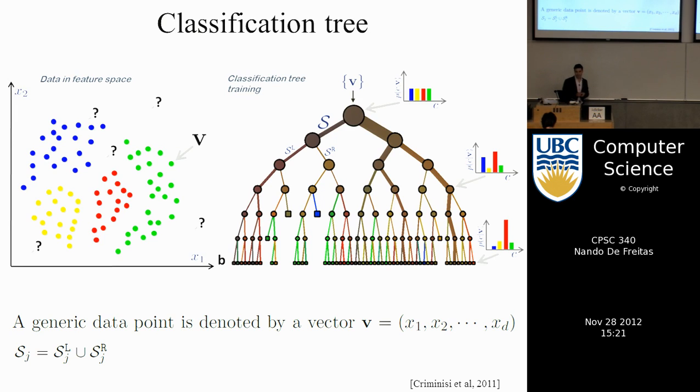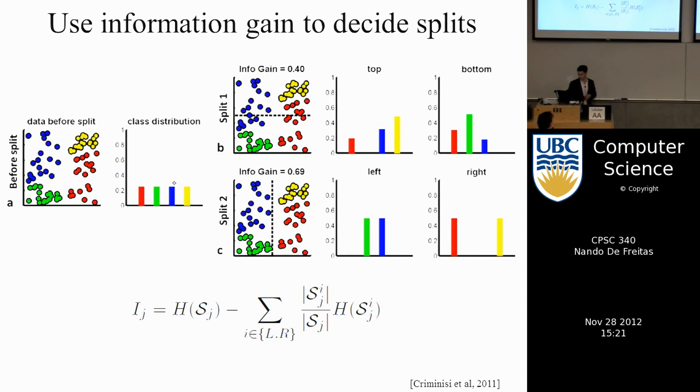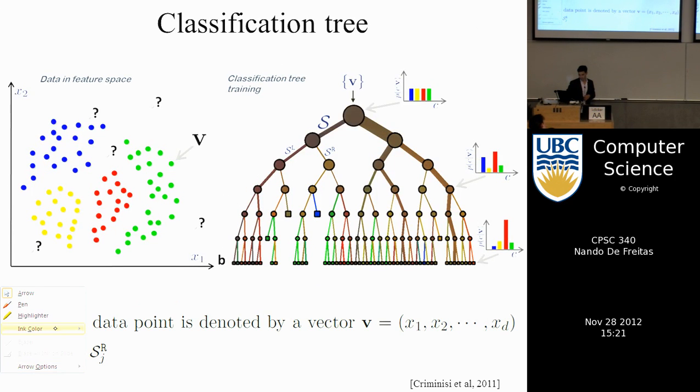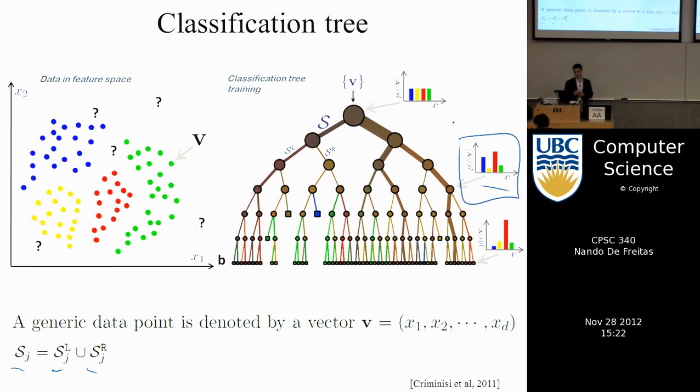So again, the setup is we have data and we're interested in classification. We'll assume throughout this lecture that the data is a point in 2D, so each input vector has two dimensions. And I will assume that each node, say the jth node, splits the data into left data and right data. At each node, just by seeing how many data points of each color there are, we can compute the probability of each class given the input.